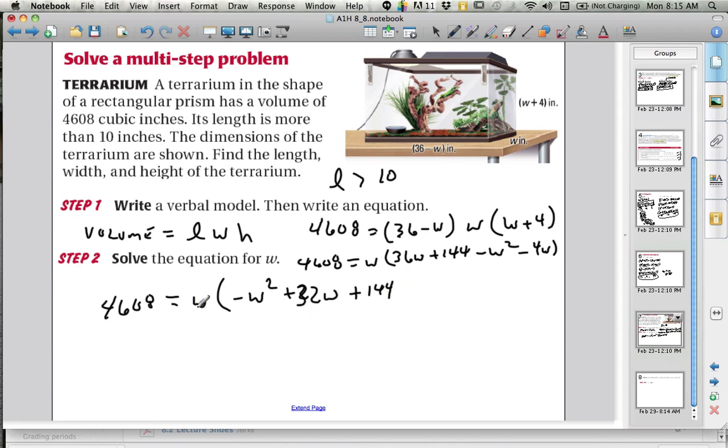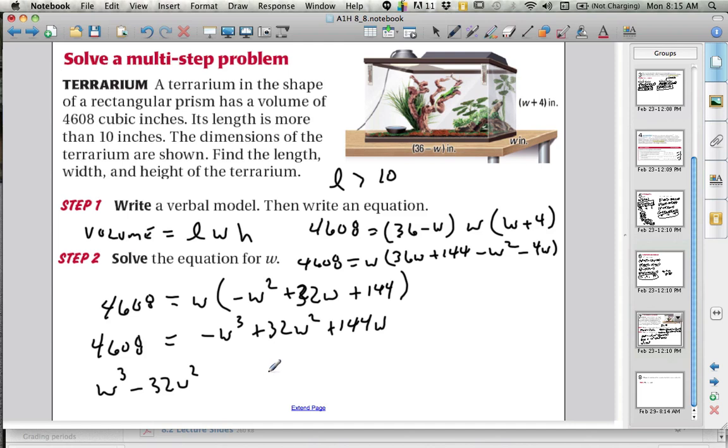Okay, and then if we distribute the w into everything, we're going to get minus w cubed plus 32w squared plus 144w is equal to 4608. Now, if I want to solve this polynomial, I need to make it equal to 0. And I don't want a leading coefficient that's negative, so I'm going to move all of these to the other side. So I add w cubed, I subtract 32w squared, I subtract 144w, and we had the 4608. And now it all equals 0.